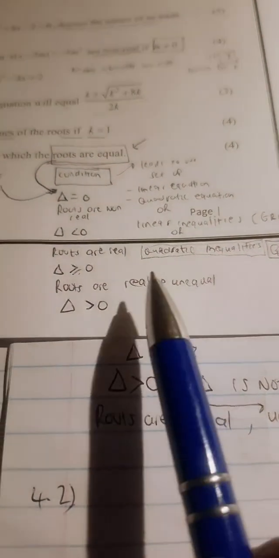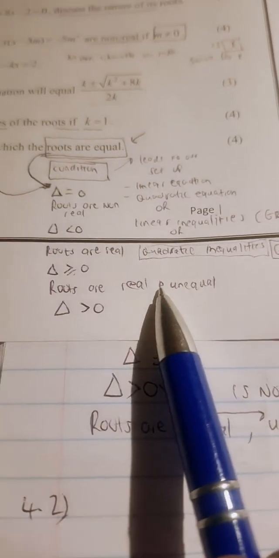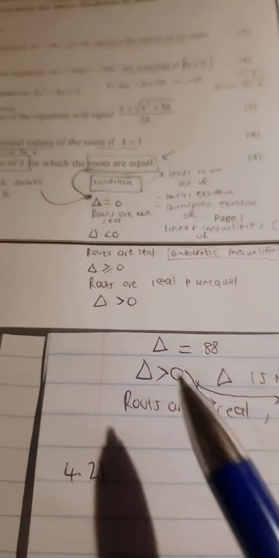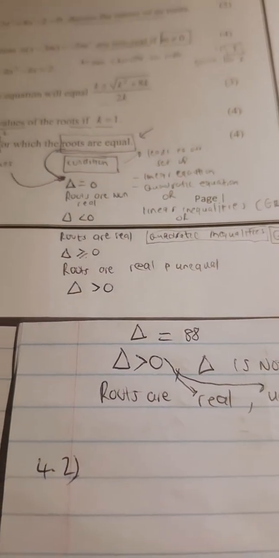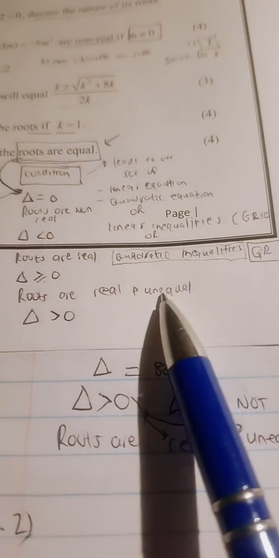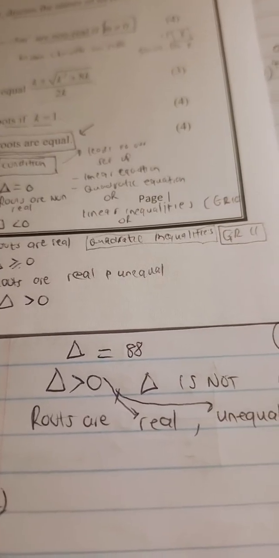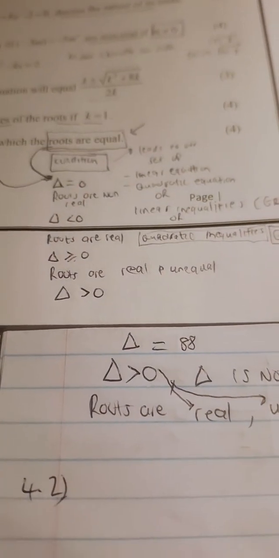Because they are saying real, but then they are saying and unequal, so we can't put the equal sign. Does that make sense, guys? It simply means we need to say that it's real. But if they are saying real and unequal, then we don't put the equal sign to accompany the greater than 0.